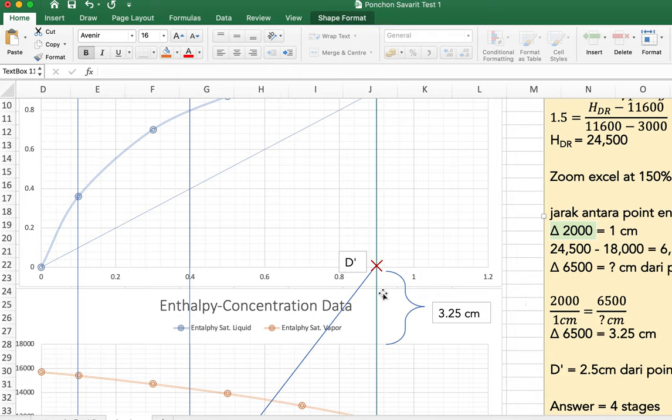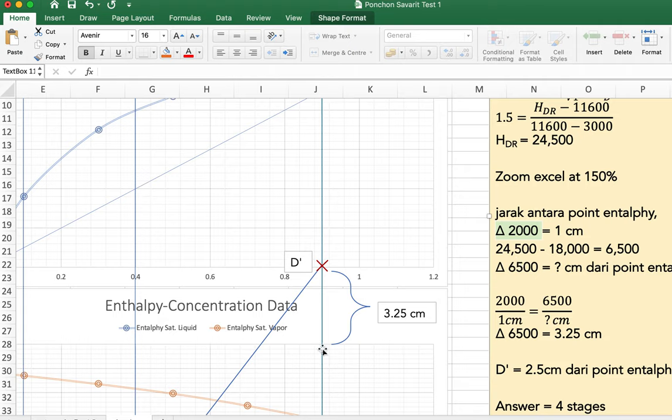So the same thing applies on the top point. The distance between 24,500 and 18,000 is 3.25 cm, from our ratio. To calculate this 3.25 cm, our distance for enthalpy is 24,800, we minus the maximum point here, which is 18,000. So we get the distance between these two points on the enthalpy side, which is 6,500.